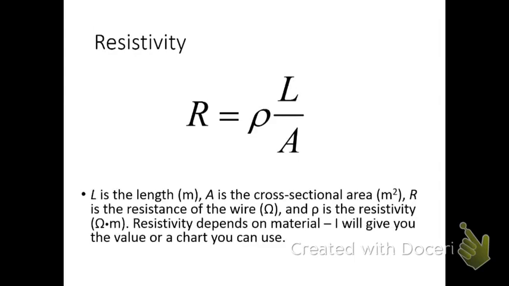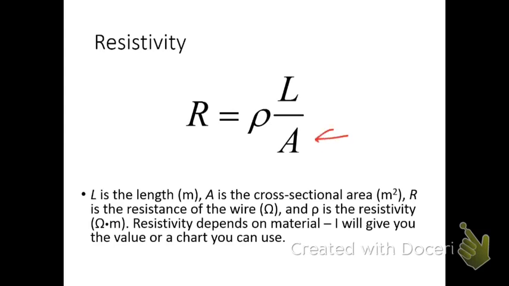Resistivity is the resistance of wires. Well, resistivity is not the resistance of wires. Resistivity is used to find the resistance of wires. So, R equals rho, Greek letter rho, times L over A. Rho is the resistivity. It depends on the material as well as the temperature of that material. R is resistance, rho is resistivity, L is length in meters, and A is cross-sectional area in meters squared.